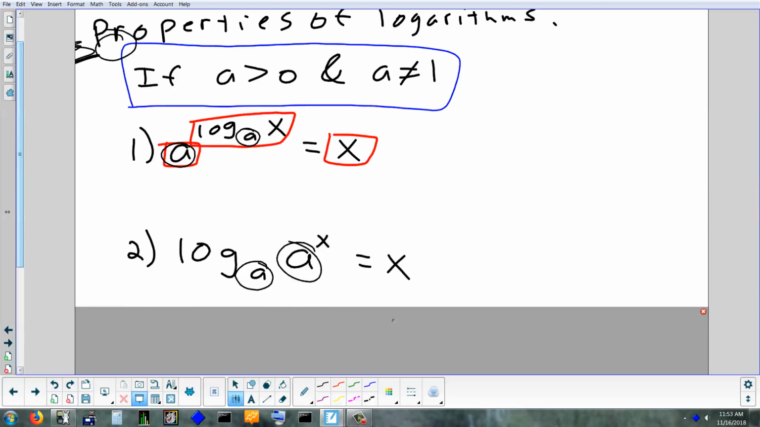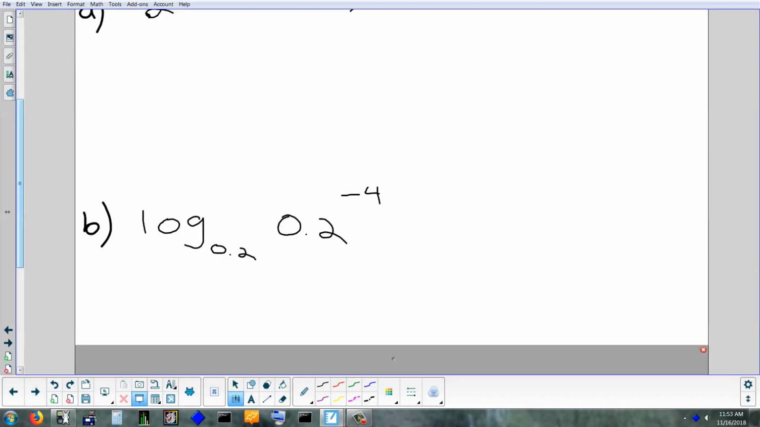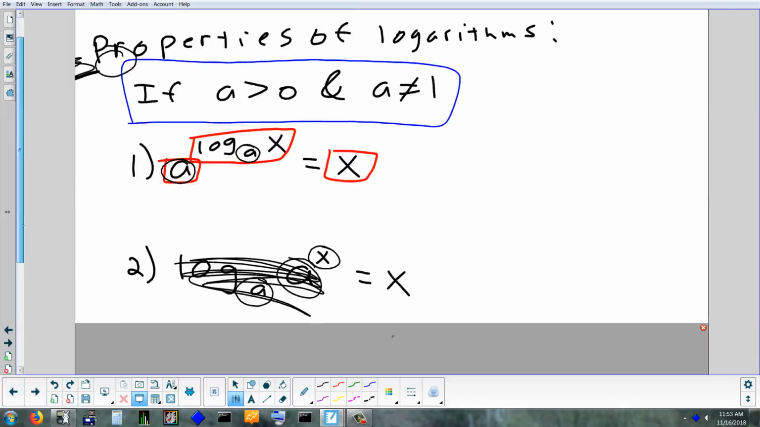Because this and this match, all of this just cancels out. And the answer is what's sitting right there. So when we do a problem, we're going to do one that looks something like this: log base 0.2 of 0.2 to the negative 4. The log and the 0.2's cancel out, and whatever is left is your answer. It's just a special pattern that comes up.